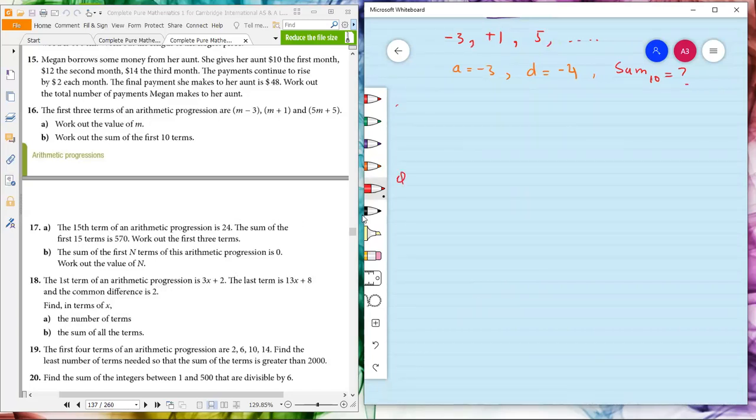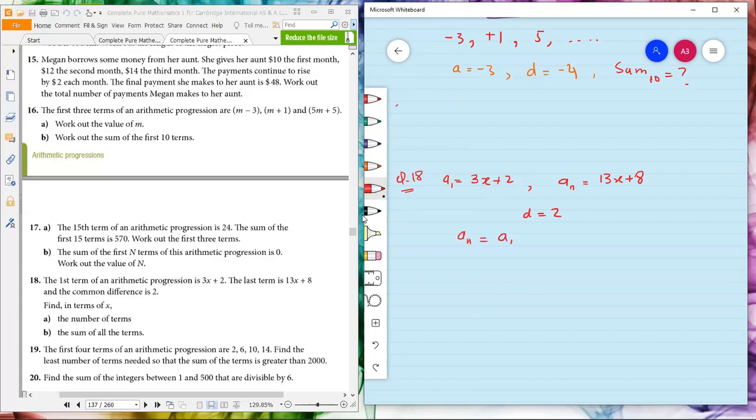Then next is question number 18. I want to tell you that, and after that, we will end this class. The first term of the arithmetic progression a1 is 3x plus 2, the last term an is 13x plus 8, and the common difference D is 2. Find, in terms of x, the number of terms.